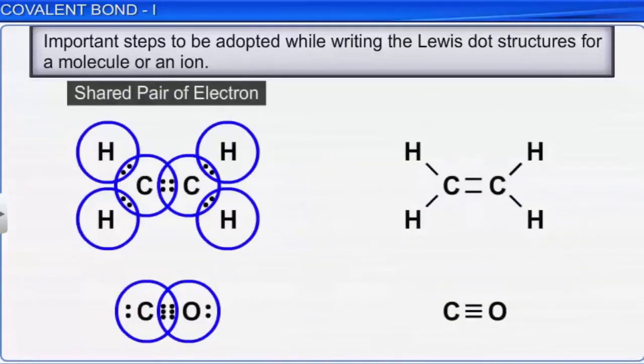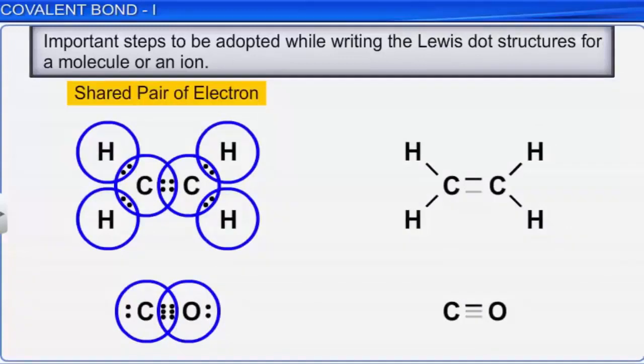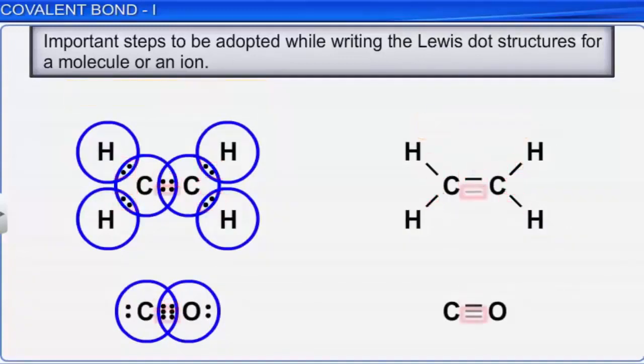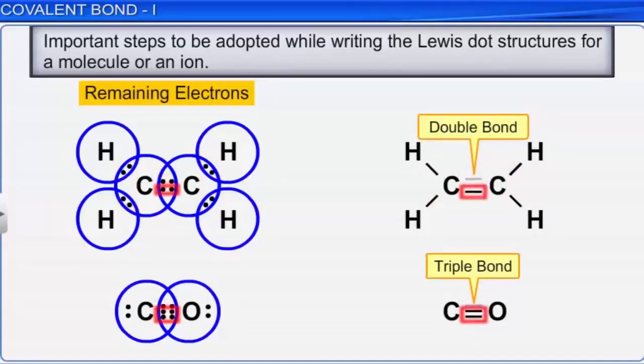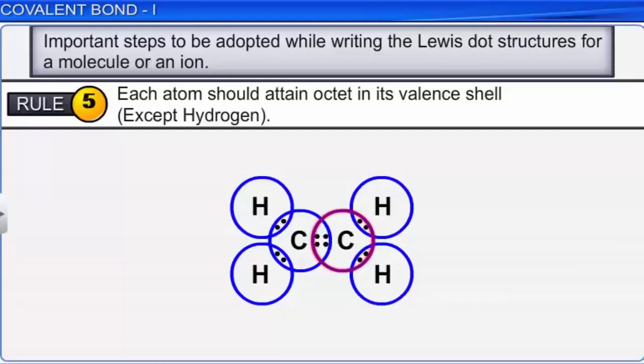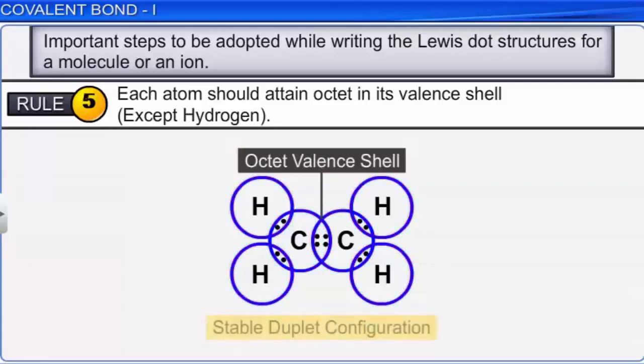Among the valence electrons available for bonding, a shared pair of electrons forms a single bond between two bonded atoms, and the remaining electron pairs present on the respective bonded atoms are either used for the formation of multiple bonds or remain as lone pairs. Finally, each atom should attain octet in its valence shell, except hydrogen, which attains the stable duplet configuration.